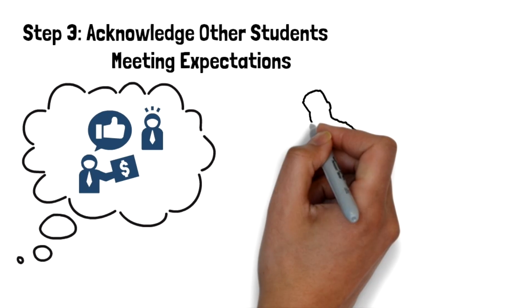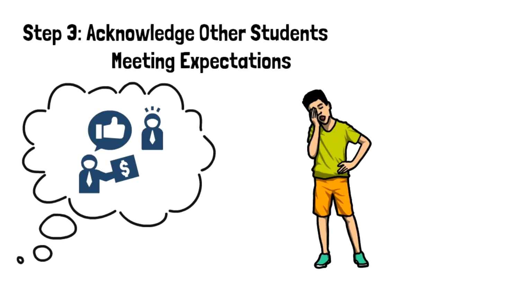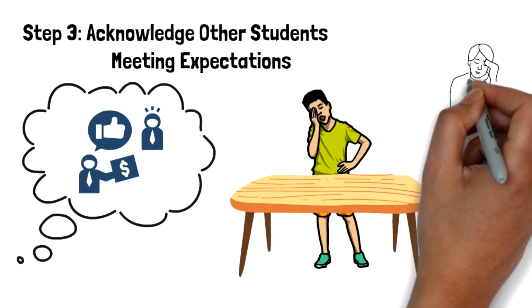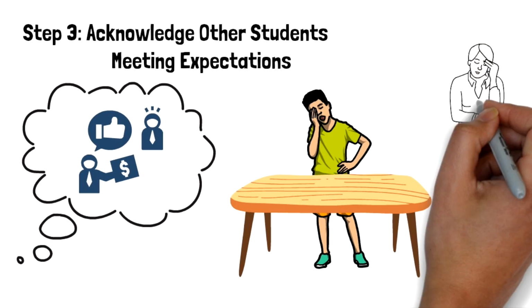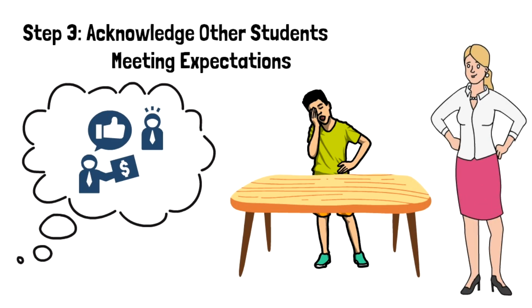Step 3. Acknowledge other students meeting expectations. Keep a calm, sincere tone when providing positive feedback to other students. Sometimes an adult might feel a bit anxious knowing that the next step is to return to the student who was, or still is, struggling. We encourage teachers to take a breath, check how they are feeling, smile, and avoid raising their voice or using body language that communicates distress or frustration.